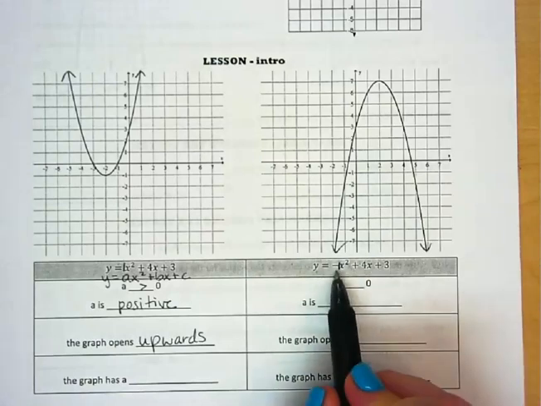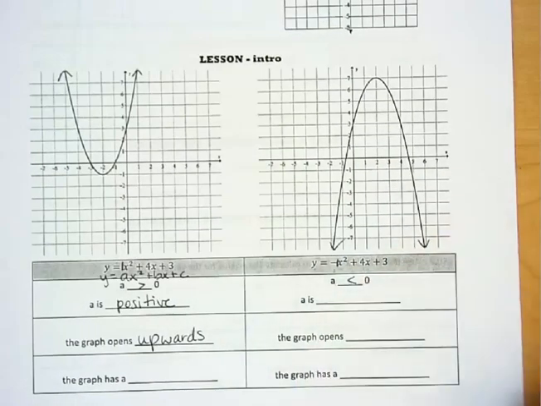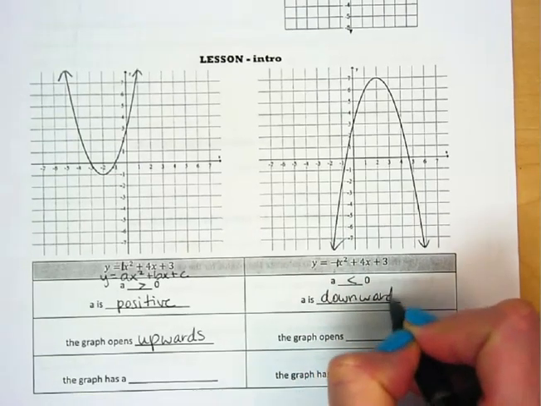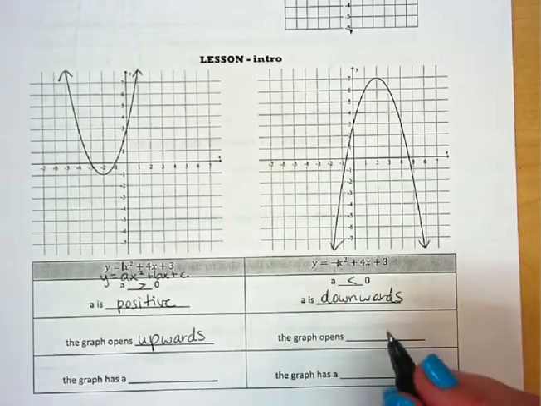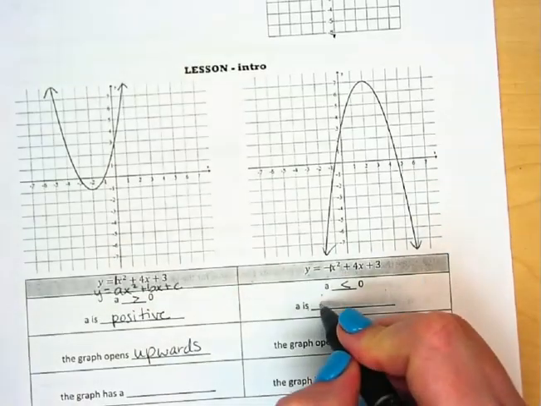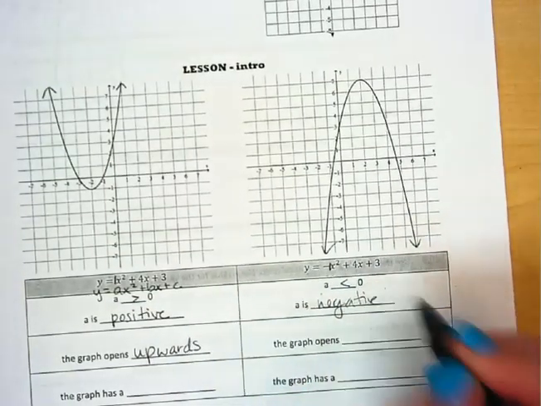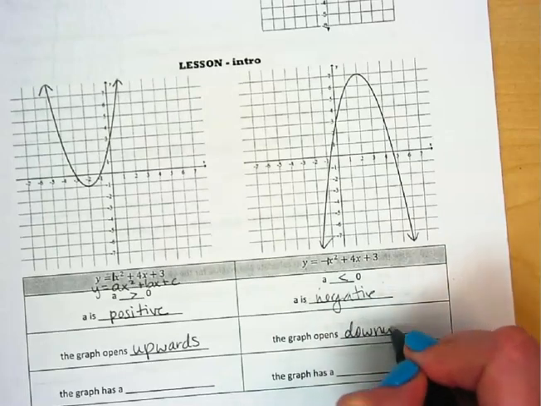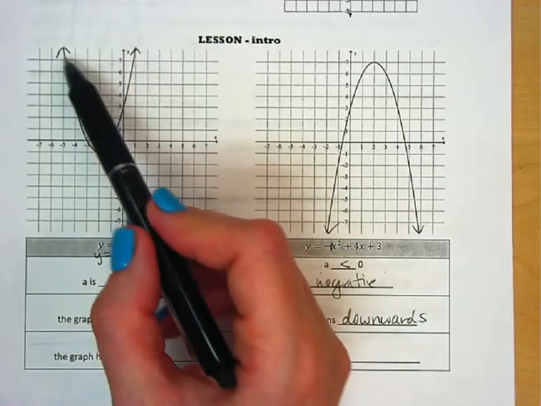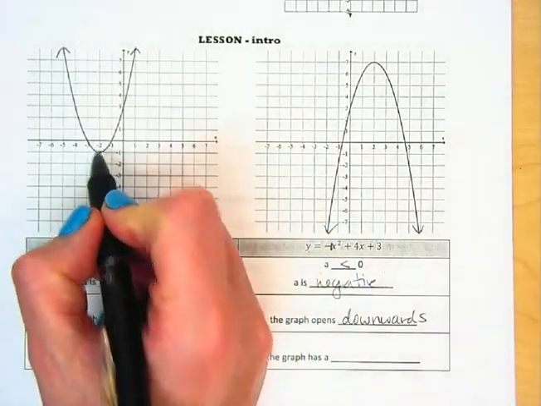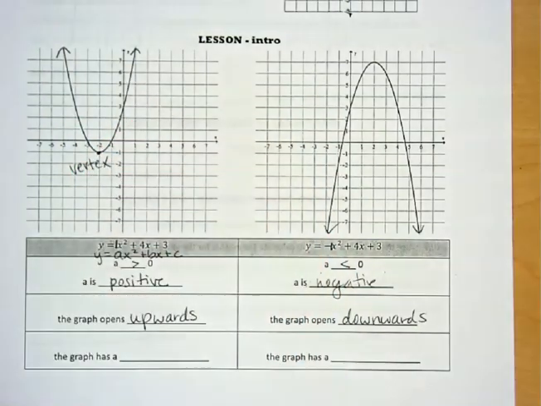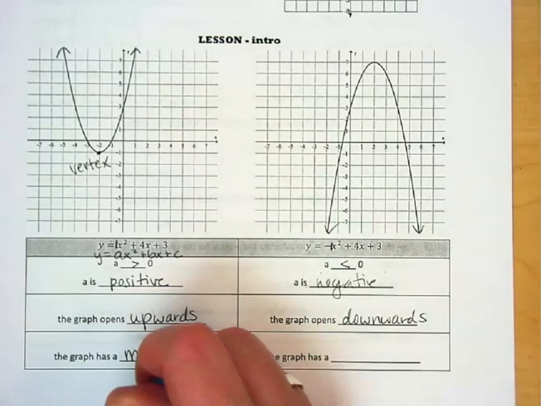And when the a value is negative or less than 0, the graph is opening downwards. When a is negative, the graph opens downward. And then when the graph is opening up, this point, the vertex, happens to also be the lowest point on the graph, and we call that a minimum.